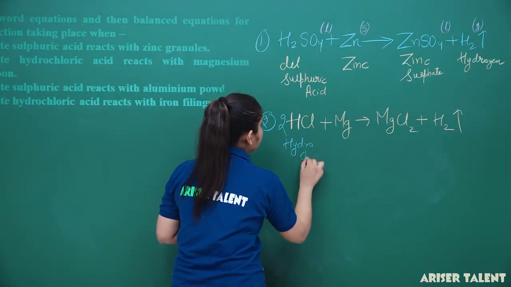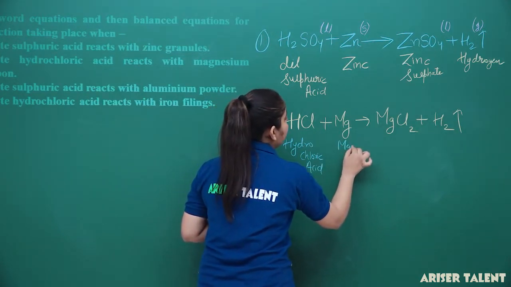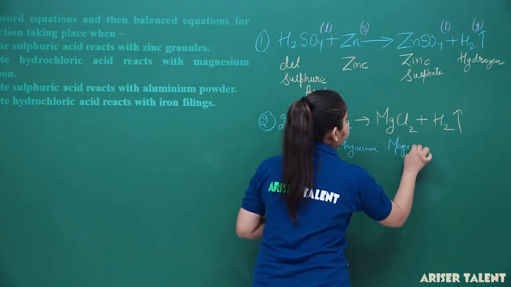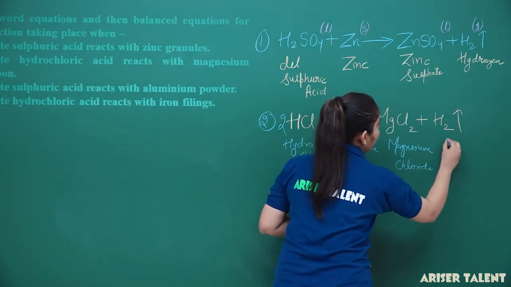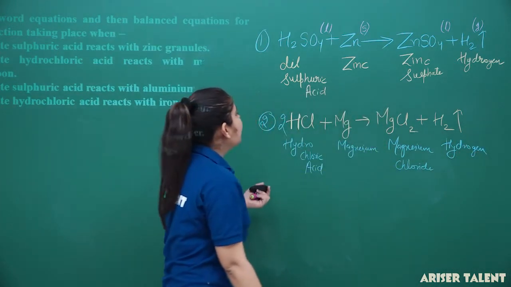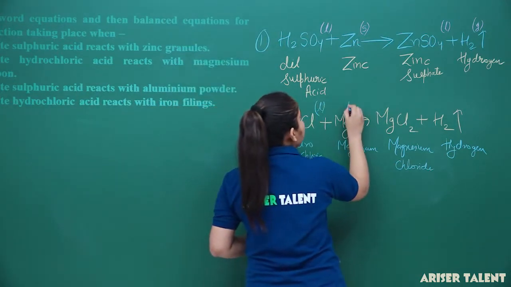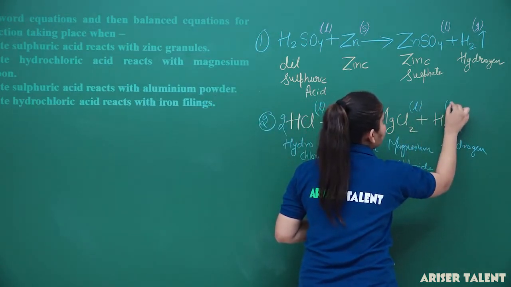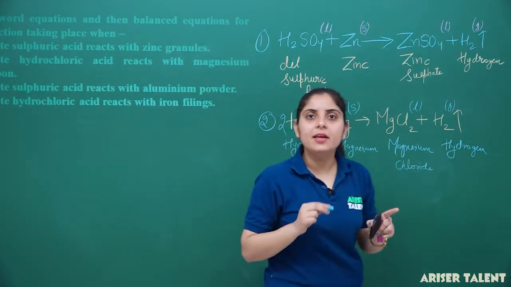So this is our hydrochloric acid. This is magnesium ribbon. What will we get on the product side? We are getting magnesium chloride with the evolution of hydrogen gas. Now you can see here the HCl will be present in liquid form, magnesium is solid, magnesium chloride will again be liquid and hydrogen will be the gas. So this will be the correct way of writing any balanced chemical equation.